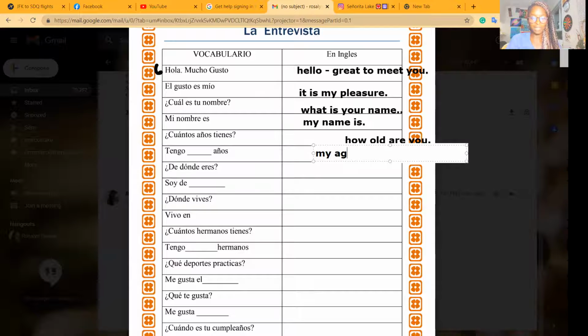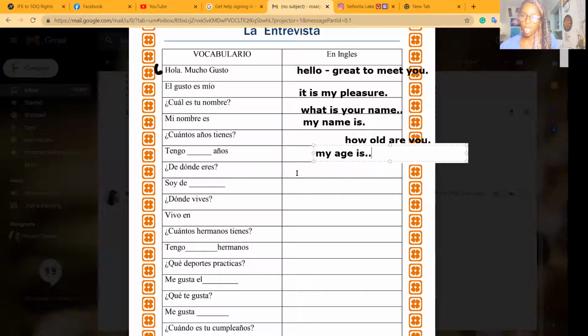My age is, so yo tengo años doesn't translate directly to my age. It translates to I have this many years, okay? But it really makes sense when you say my age is, right? But it's the same concept. Now, very good, very good.